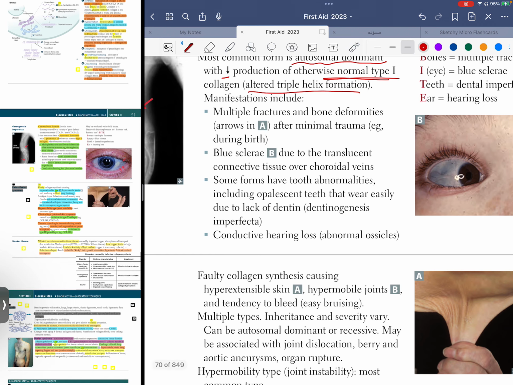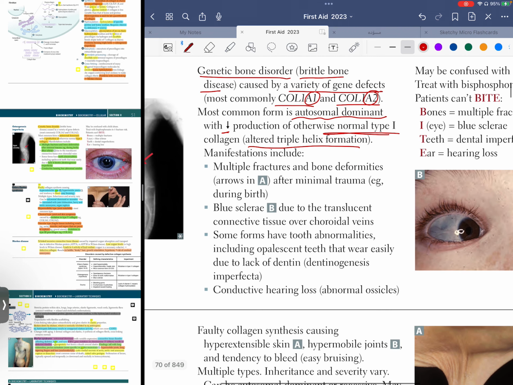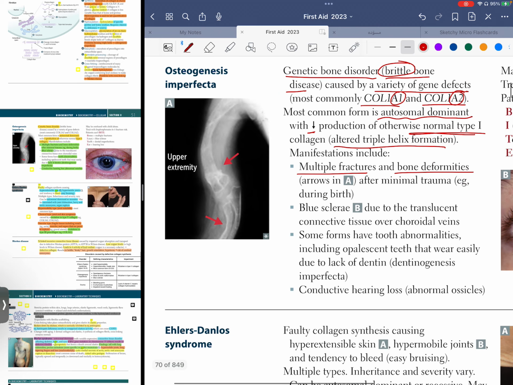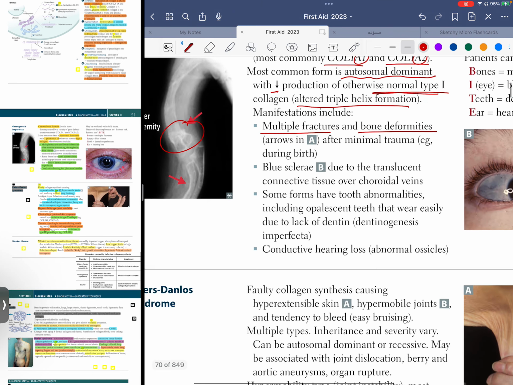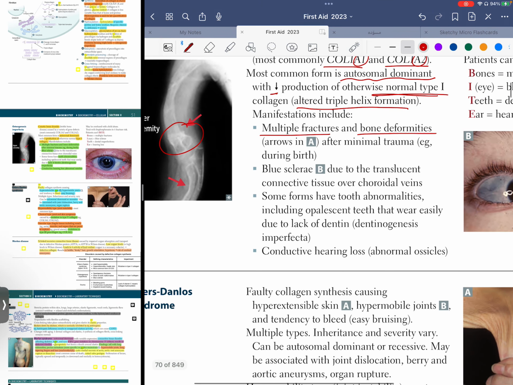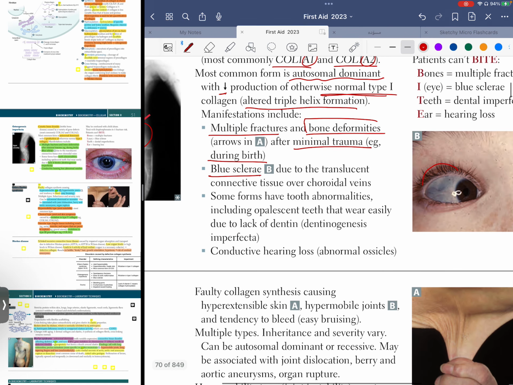So that makes sense because it's a brittle bone. Okay, it's not tough, it's not strong. So we have multiple fractures and bone deformities, as in A, there you go. That's A right here. So that's bone deformity right here. And after minimal trauma, of course, like bone deformities after minimal trauma, just like during birth, the baby can have bone deformities after getting delivered, like by handling the baby and pushing the baby and everything.